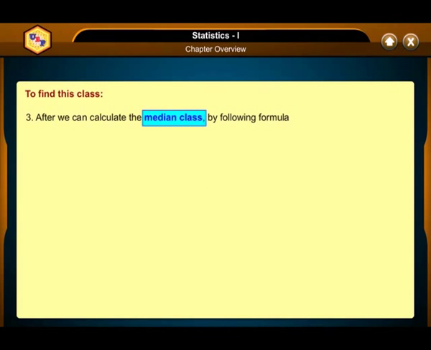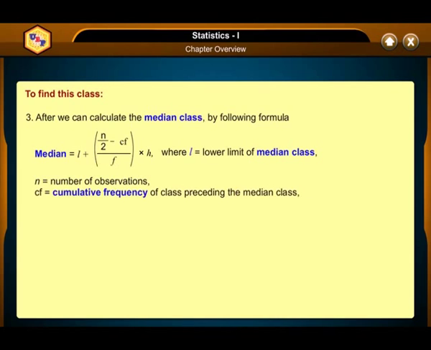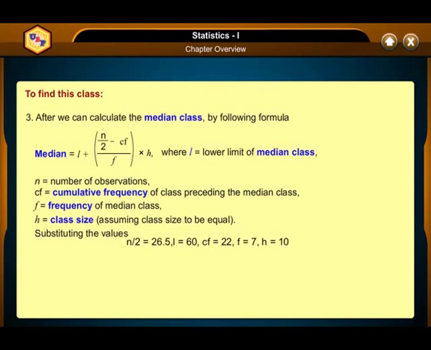Now we can calculate the median by the following formula: median is equal to L plus (n by 2 minus CF) upon F, into H, where L is equal to the lower limit of the median class, n is equal to the number of observations, CF is equal to the cumulative frequency of the class preceding the median class, F is equal to the frequency of the median class, H is equal to the class size, assuming the class size to be equal. Substituting the values, n by 2 equal to 26.5, L equal to 60, CF equal to 22, F equal to 7, H equal to 10.